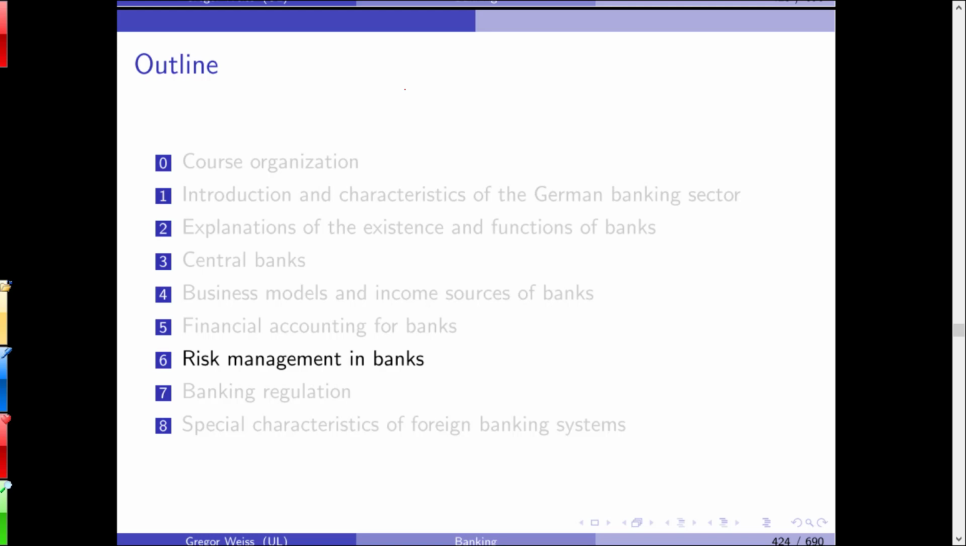Do you have any questions concerning the accounting of banks? One has to be honest here that one could also offer a full lecture on bank accounting.